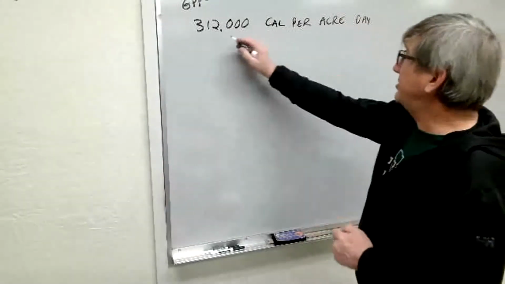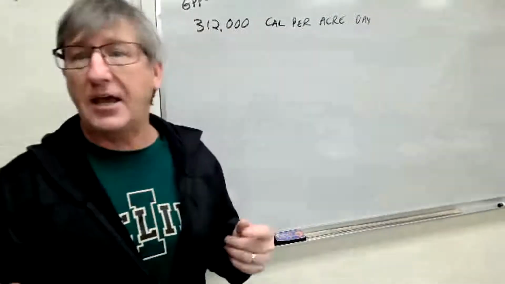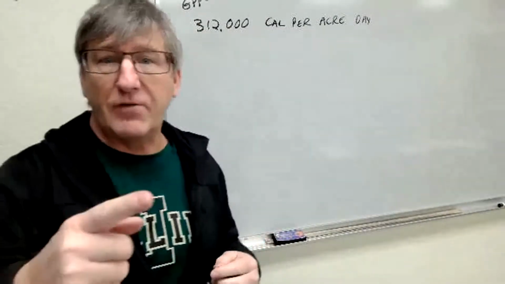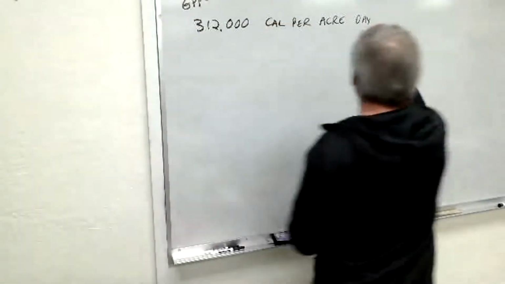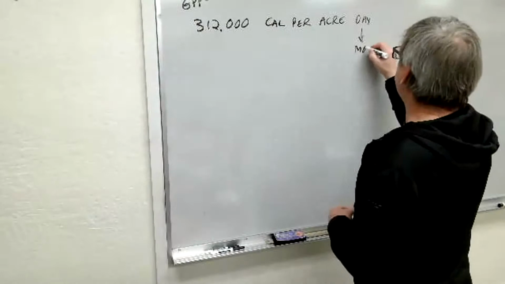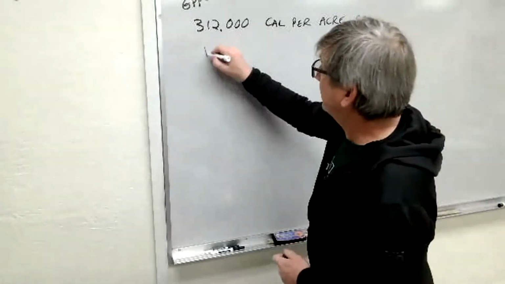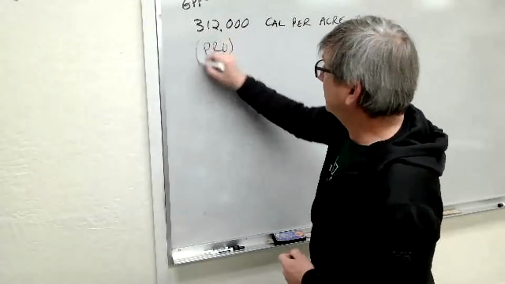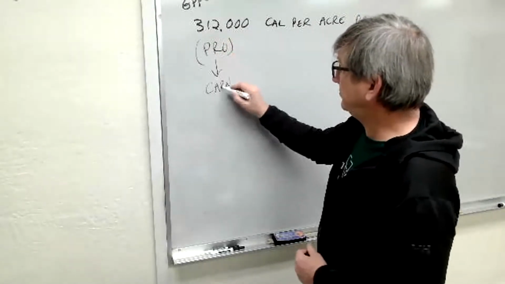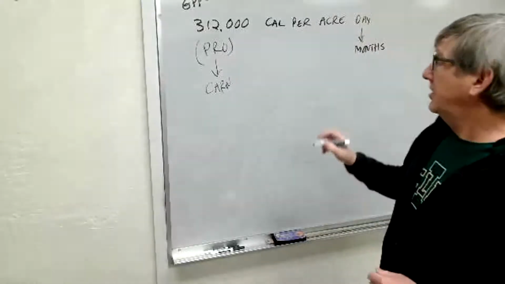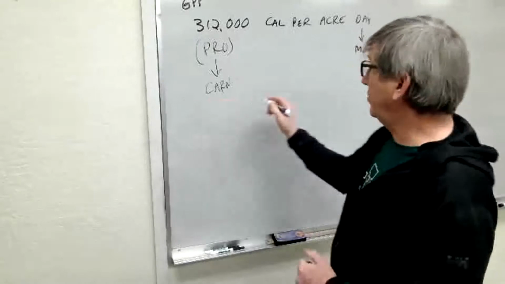At any rate, if they trap that much energy per acre per day, how much energy do carnivores get in a month is the question. So I'm going to have to change this into months. I'm going to have to change this from producers to carnivores, right? So I'm going to just start with this part right here using the 10% rule.